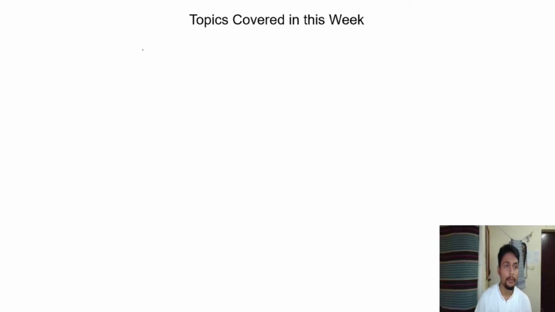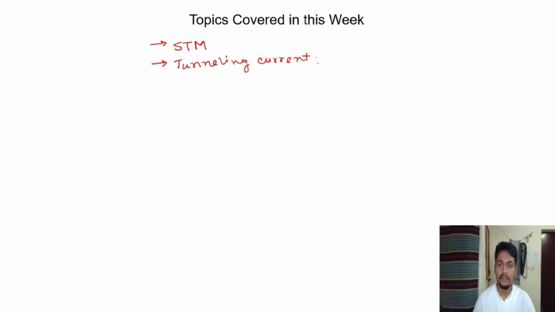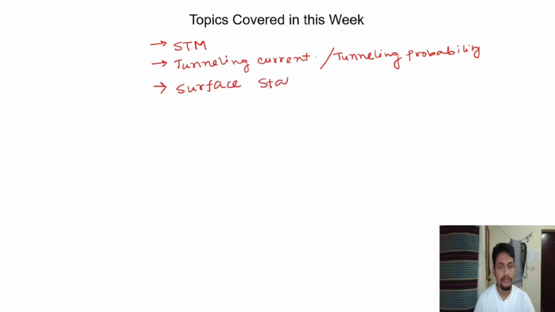So this week, in week 5, we learned at first the basics of the scanning tunneling microscope, then a bit about what tunneling current is, and what factors govern the amount of tunneling current, what the tunneling potential is, and similarly the tunneling probability, what factors tunneling probability actually depends upon, right? And then we learned something called surface states, and then scanning tunneling spectroscopy.